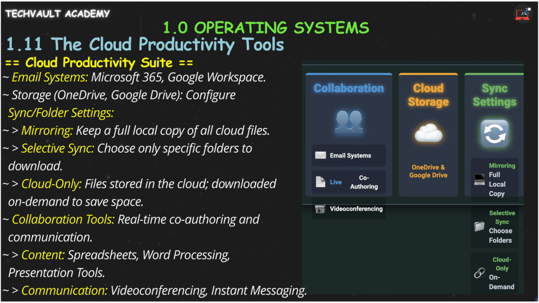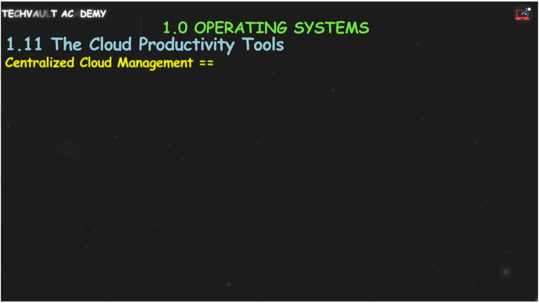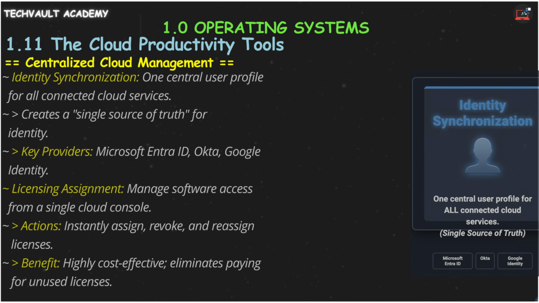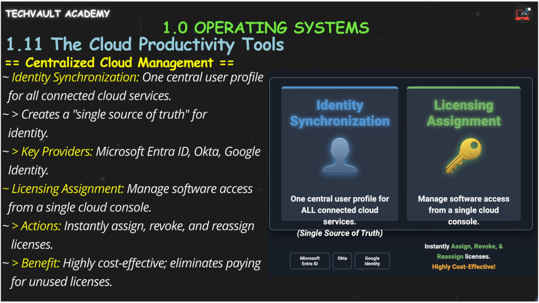These services power the core collaboration tools. This includes shared spreadsheets, live co-authoring and word processing tools, group presentation editing, and team communication through video conferencing and instant messaging, all updating in real time. Managing this requires centralized control. First, identity synchronization. Instead of separate logins for every app, services like Microsoft Entra ID, Okta, or Google Identity create a single source of truth for a user's identity. If you disable a user in one central directory, they lose access to all connected cloud services. It's a single global access badge.